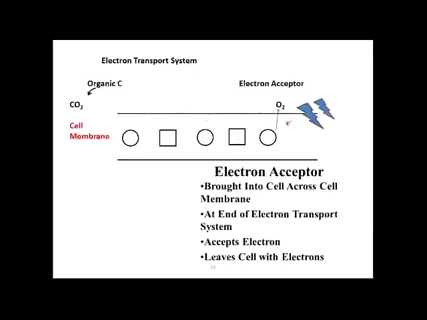Now, the electron acceptor has to be brought into the cell across the cell membrane. So the oxygen starts off outside the cell, okay? And it has to be brought inside the cell. I'll find my pen here, which I don't know what I did with it. Well, here it is. So the oxygen has to come from outside the cell, out in the water, across the cell membrane to inside the cell. It sits at the end of the electron transport system. It accepts the electrons, and then it leaves the cell. Okay?